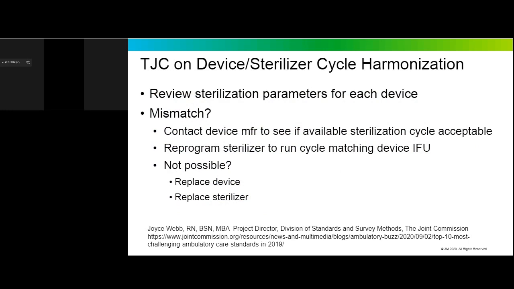First step, she said, contact the device manufacturer to see if the cycle that you have available is acceptable. They might be able to provide you something in writing that indicates it is. Maybe you can contact the sterilizer manufacturer and reprogram the sterilizer to run a cycle that matches the device IFU. If neither of those two options are possible, perhaps you look at using a different device or having to purchase a new sterilizer.